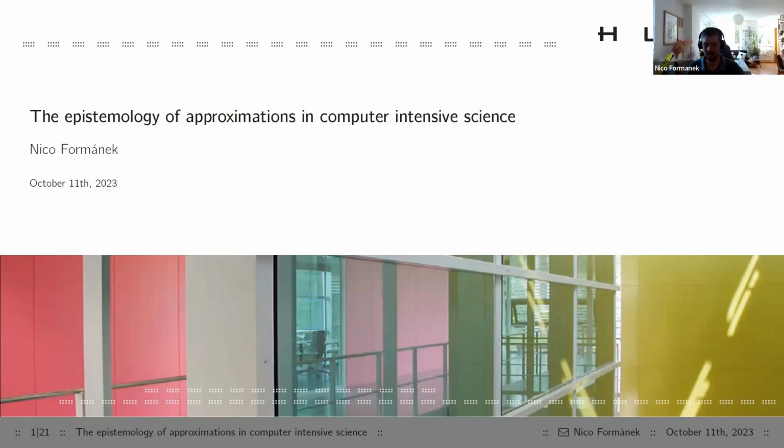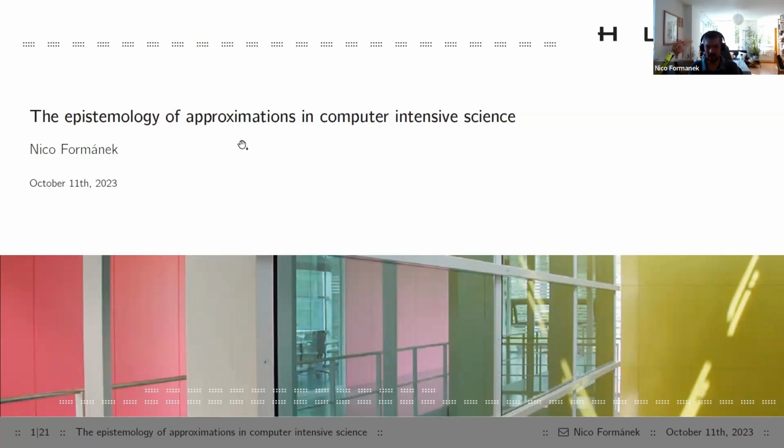Okay, yeah. Thanks, Andrew, and thanks for having me here today. So I will give an introduction to approximation in computer-intensive science, and hopefully convince you that they are also philosophically interesting, and there's some epistemological import in them.